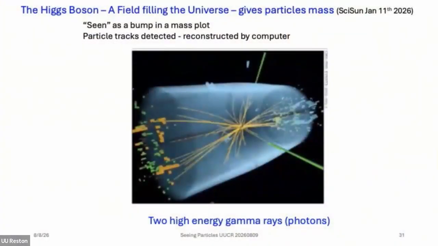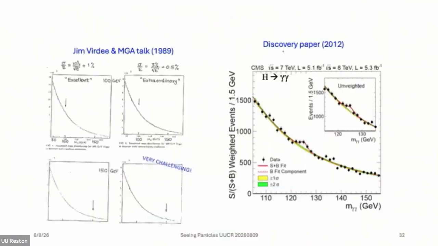So you reconstruct these events, you reconstruct the energy of the photons and the other particles, and you make a plot of the mass of the two photons. And here is one of the discovery paper plots. On the right, you see the mass of two photons, saying, if these two photons came from a particle, what would be the mass of that particle? And you see it's a smooth line with a bump on it.